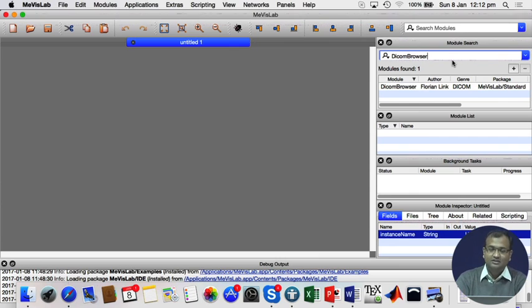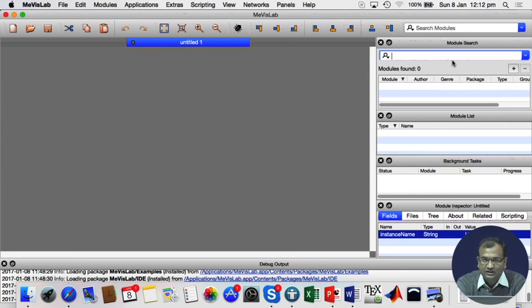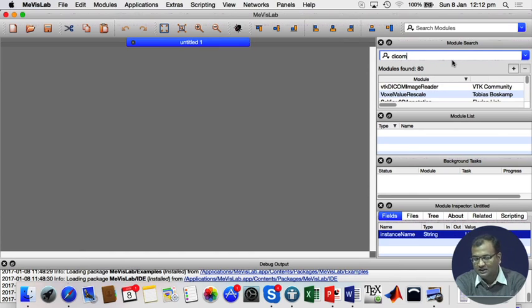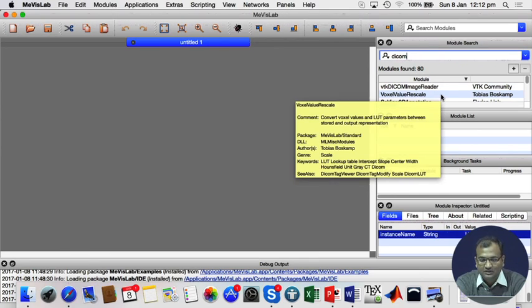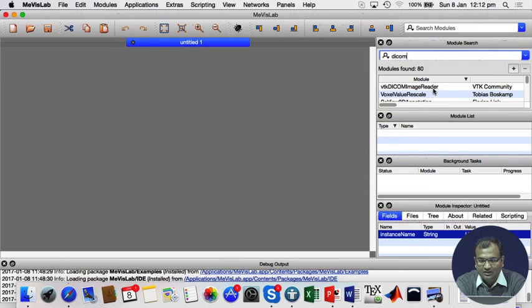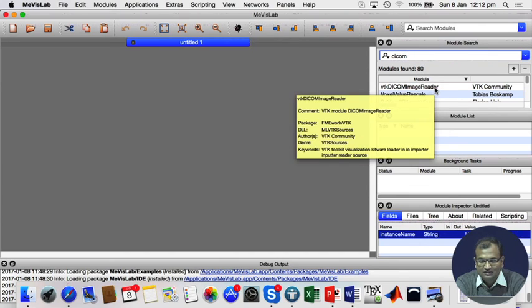Generally, medical images are packed into a format called DICOM, Digital Imaging and Communications in Medicine, and we are going to read one of those images here. In order to read a DICOM, I need a DICOM browser, so I just type in DICOM. In case you don't remember names, it's not so hard, you can type some part of it. The first entry that comes out is a VTK DICOM image reader, and it tells what the input is and what the outputs are.